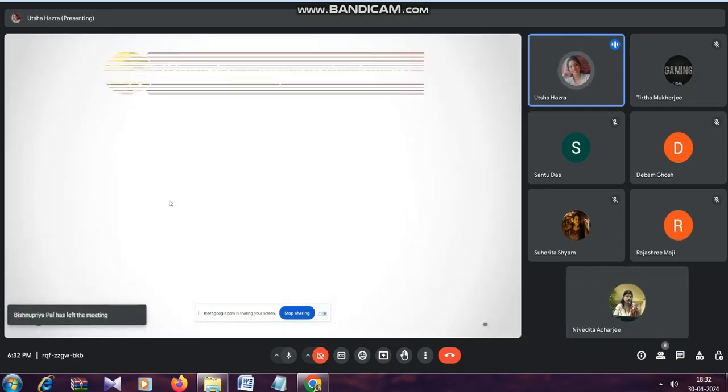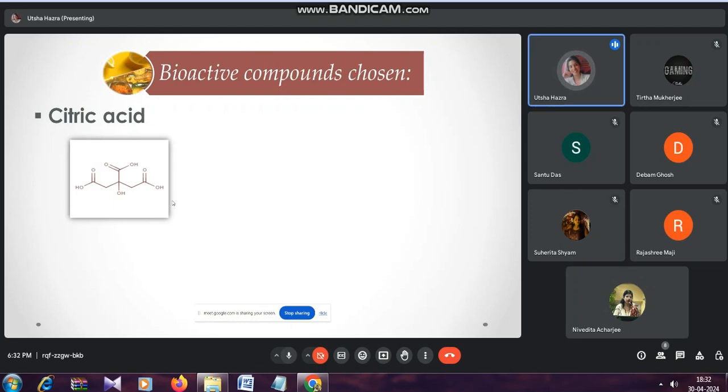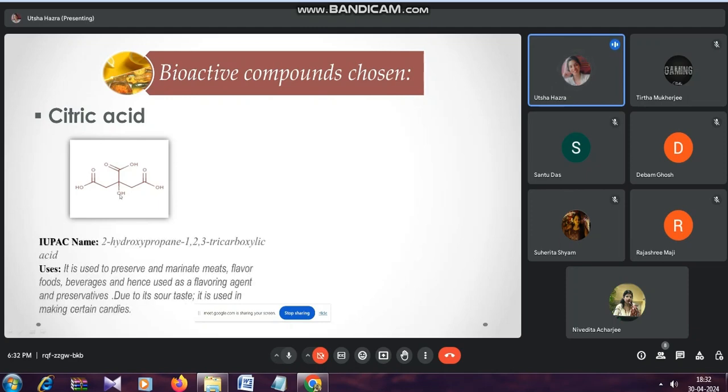So we come to the next topic, the bioactive compounds chosen. First is citric acid. This is the structure of citric acid. As we can see, there are three carboxylic parts and a hydroxy group. The IUPAC name is 2-hydroxypropane-1,2,3-tricarboxylic acid. These are the uses. It is used to preserve and marinate meats, and to flavor foods and beverages, and hence is used as a flavoring agent and preservative. Due to its sour taste, it is also used in making certain candies.